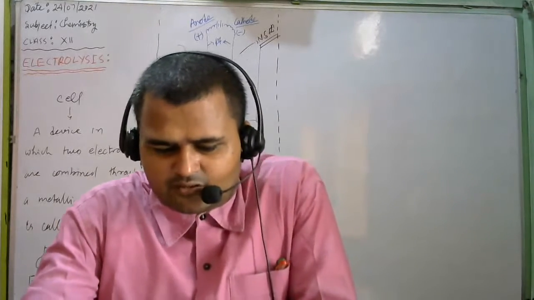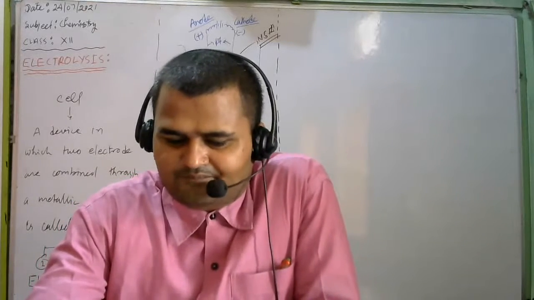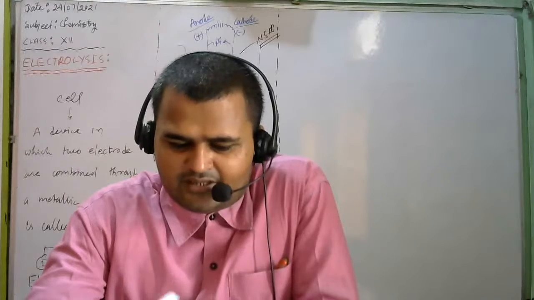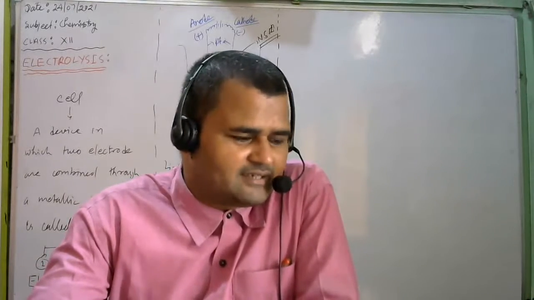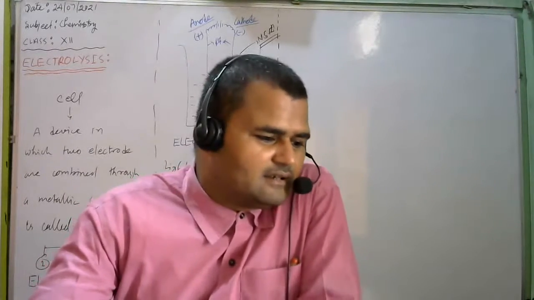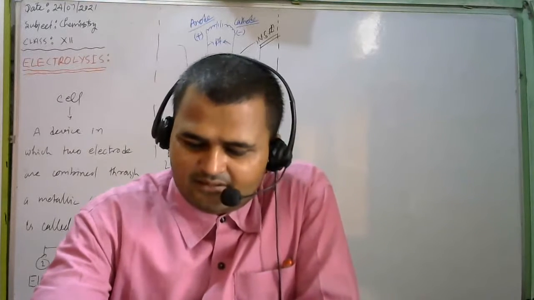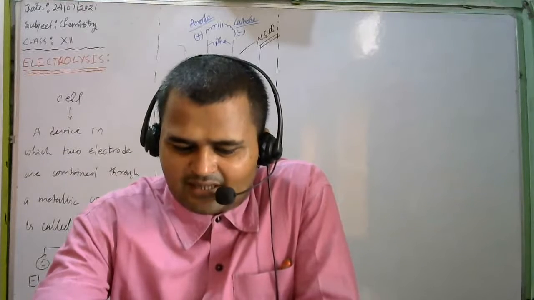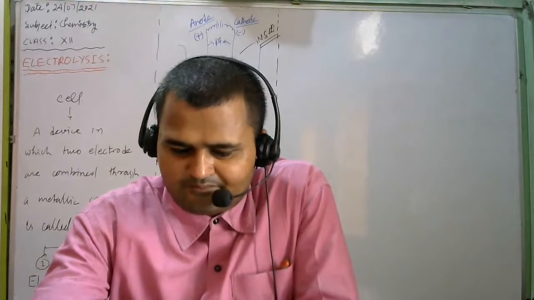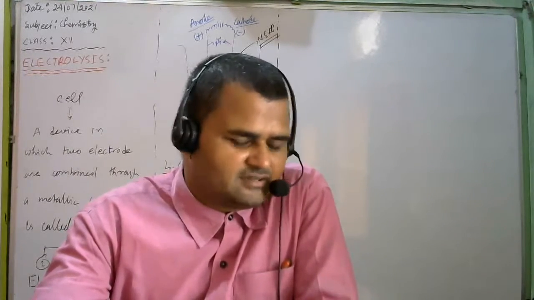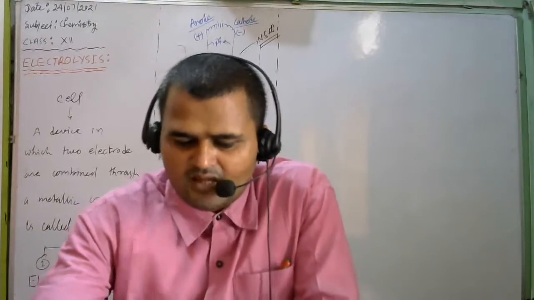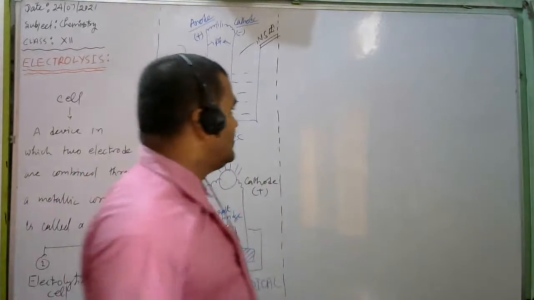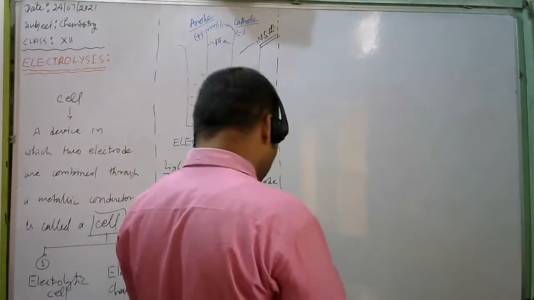So, dear students, in the electrolytic cell, electrical energy is converted into chemical energy, right? And in the electrochemical cell, chemical energy is converted into electrical energy, right? So now we will see some basic differences between the electrochemical cell and the electrolytic cell.